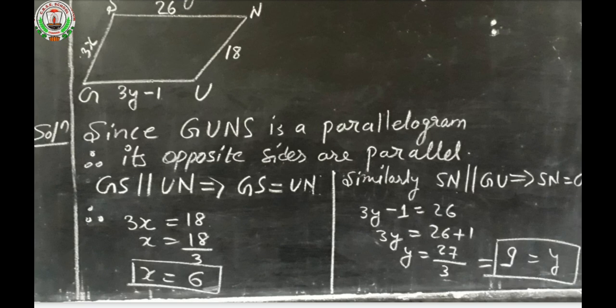So minus 1 will be transposed from the left hand side to the right hand side, so it will become plus 1. So 3y is equal to 26 plus 1. So 26 plus 1 will become 27. So y is equal to 27 divided by 3. So in the table of 3, how many times does 27 come? 9 times. So what will y's value be? That is 9. So for the parallelogram GUNS, the value of x is equal to 6 as well as the value of y will be equal to 9.